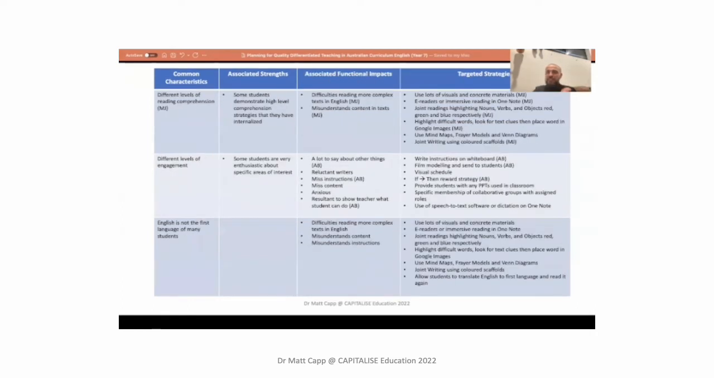For kids for whom English is not their first language, and so they struggle with those more complex texts in English and misunderstand content and instructions, we could once again look at very similar characteristics to those students who struggle with reading comprehension. So what that means is we're not doing 30 different things for 30 different students. We're actually identifying those targeted teaching strategies that we could use to support our learners. The only difference for students for whom English isn't a first language is that we could allow them in OneNote to take an English text, convert it to their first language, read it, and then come back to English to help clarify that understanding.